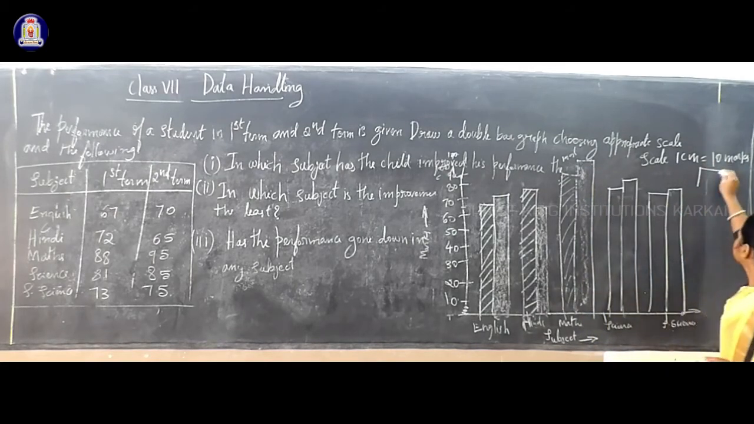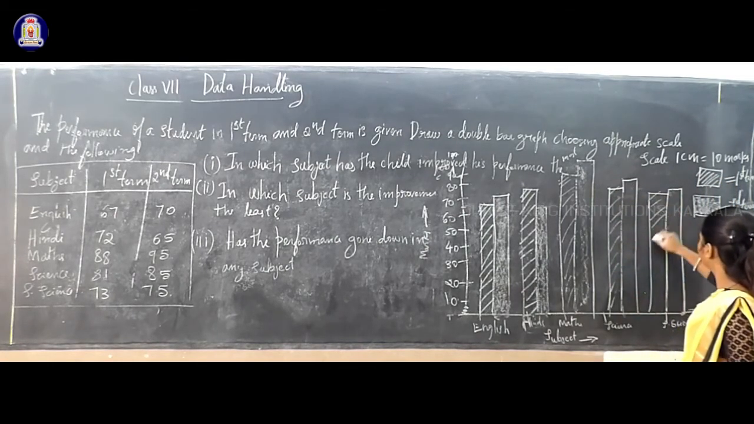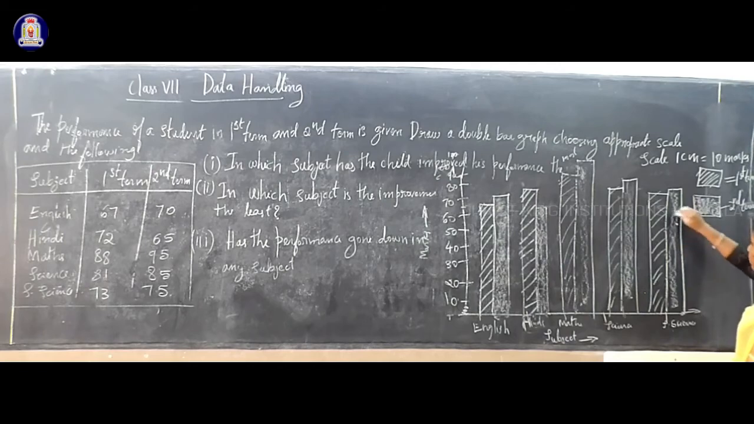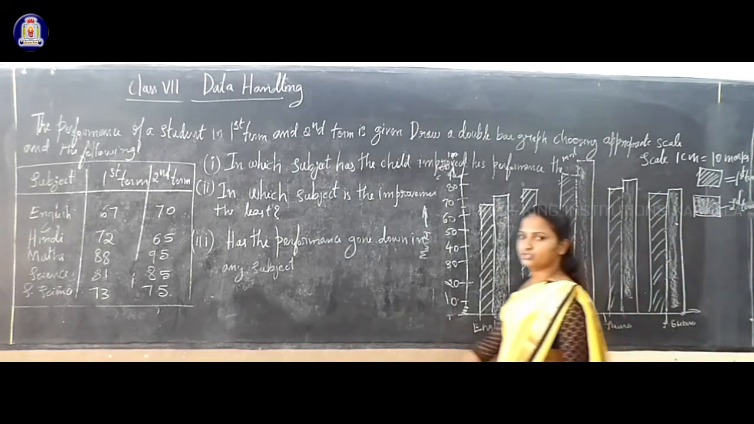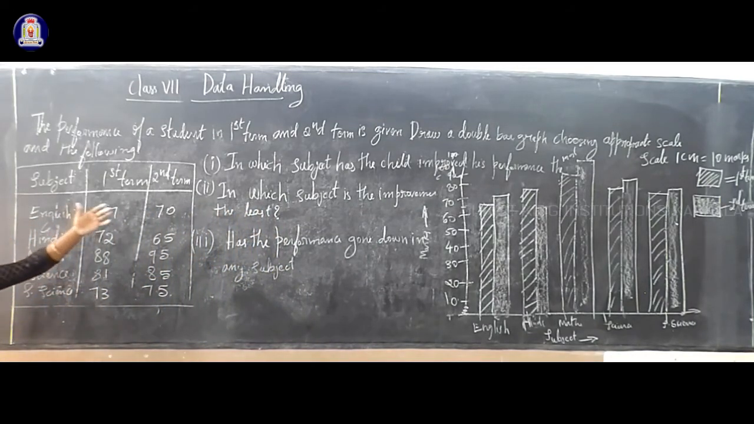So finally you write, this cross line is the first term marks. This represents the first term marks, and if you are shading like this, you can write this is the second term marks. The first term marks we represented like this, and the second term marks are shading, or you can do dot dot dot. Clear? So this is the representation. So this is the double bar graph of the given data, showing how to represent first term marks and second term marks.